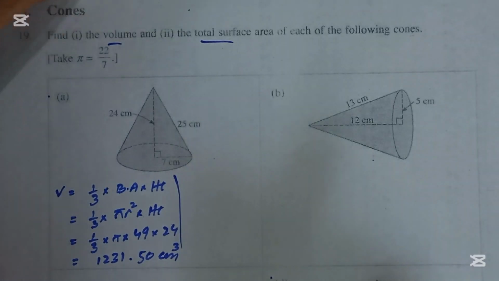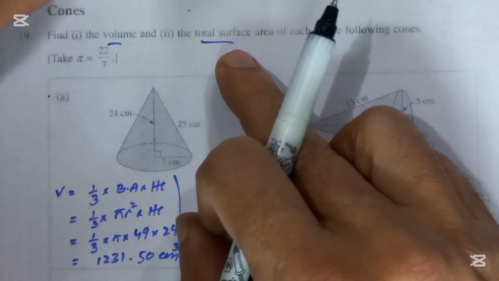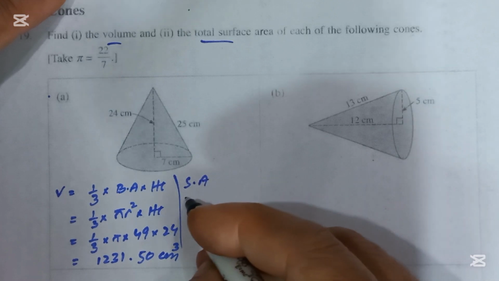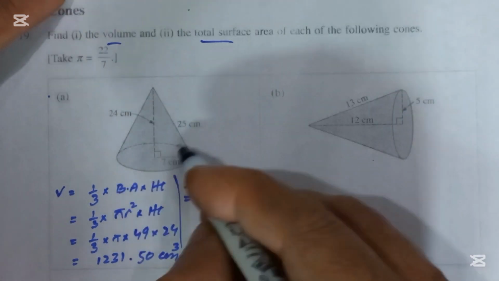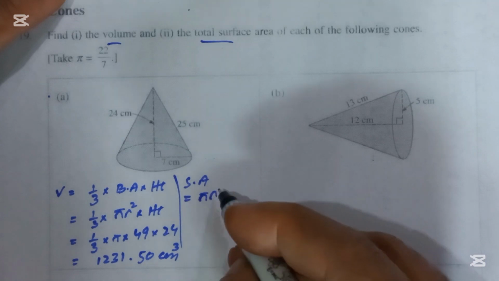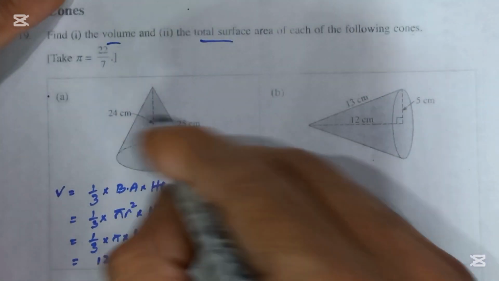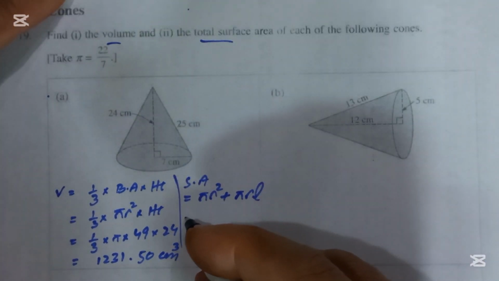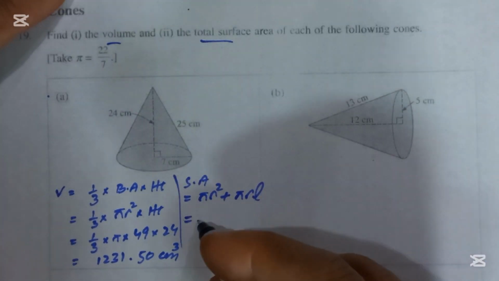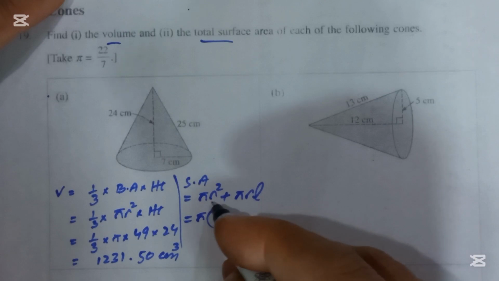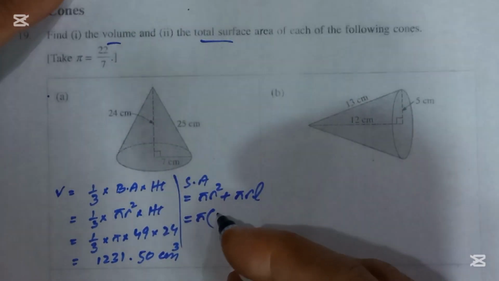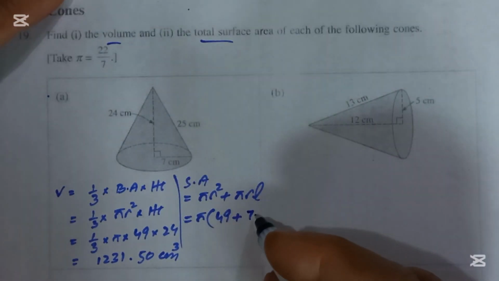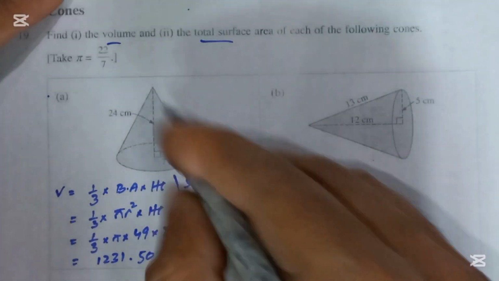Okay, beta. The second requirement in the question is total surface area. The surface area's formula will be base area, which is pi r square, plus curved surface area, whose formula is pi r l. Pi will be taken as common. Here will be r square, which will be 49. R is 7 and L is 25.